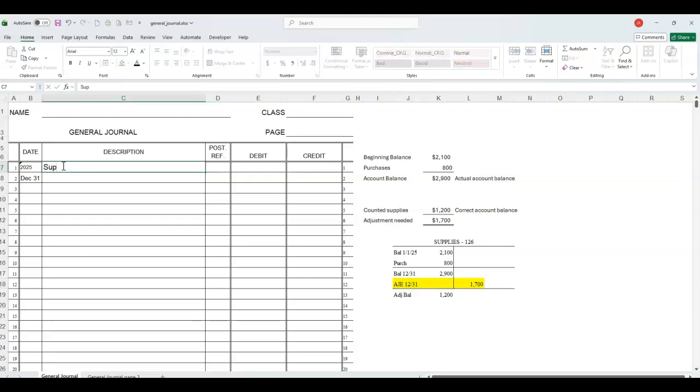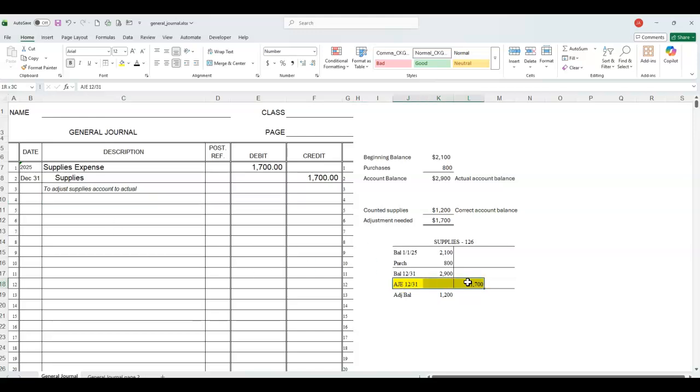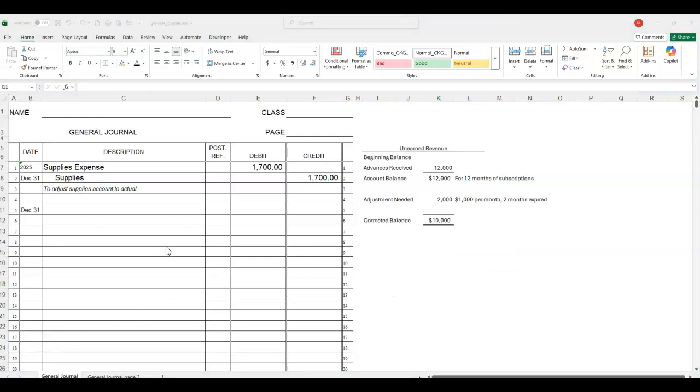So I'm going to do supplies expense, $1,700, supplies, $1,700, to adjust the supplies account to actual. And you could say anything like to record supplies used, which is what we're talking about, how many supplies were used. Let's look at an unearned revenue situation.